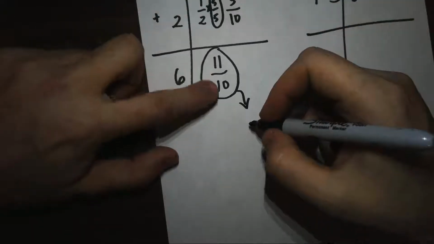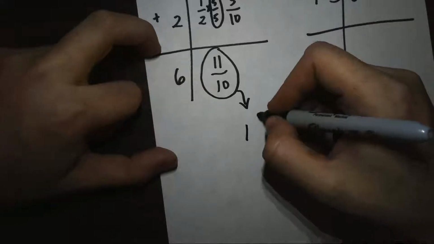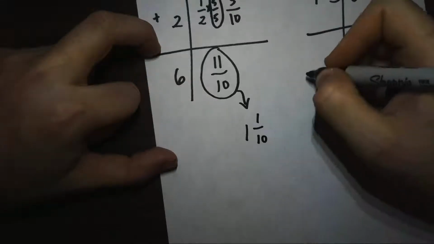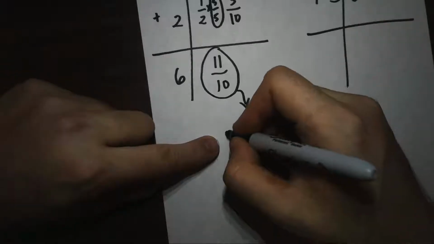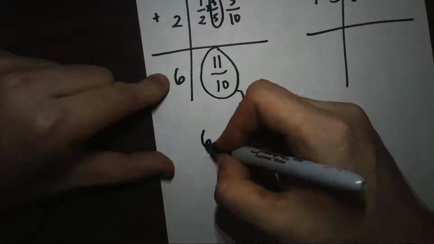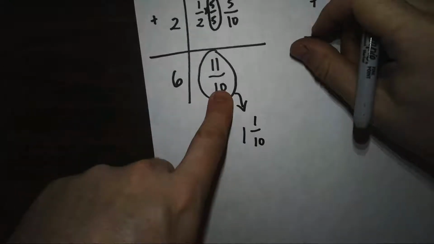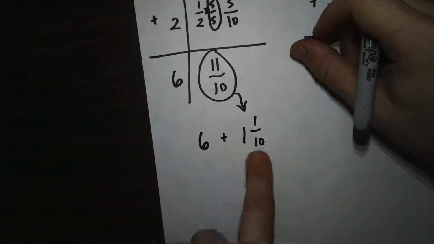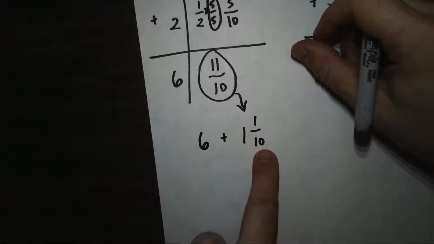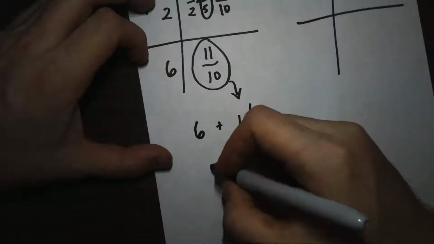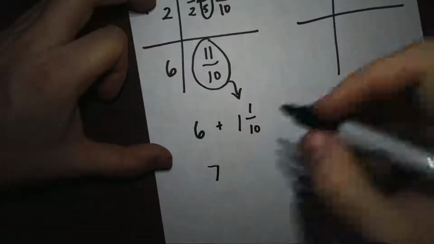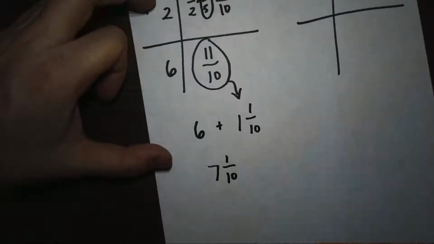So as a mixed number, 11 tenths would be equivalent to 1 whole and 1 tenth. And I'm going to go back and combine that with my 6 wholes that I already have. And the reason I did that is I had 6 wholes plus 11 tenths. So now I have 6 wholes plus 11 tenths simply written as a mixed number. So my answer is going to be 7 wholes and 1 tenth.